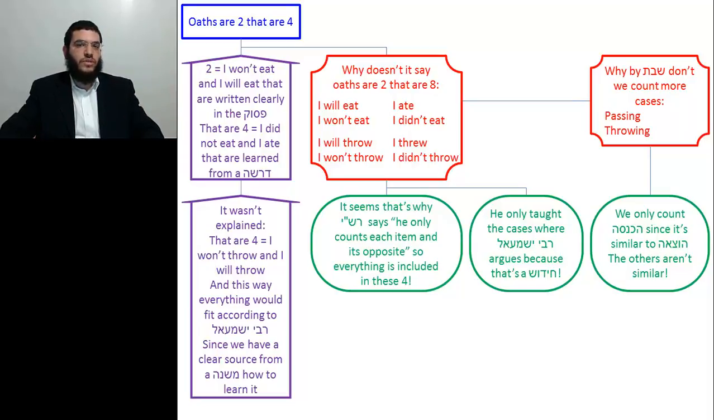So to summarize, Tosfos first explained to us what the cases are by Shavuos, and presented an alternative way of learning it that would have seemed better, and told us why we didn't choose it. Then Tosfos went on to explain why it is that we only counted 4 cases and not 8 cases by Shavuos. And finally, Tosfos addressed why it is that we don't count additional cases by Yetzias Shabbos.